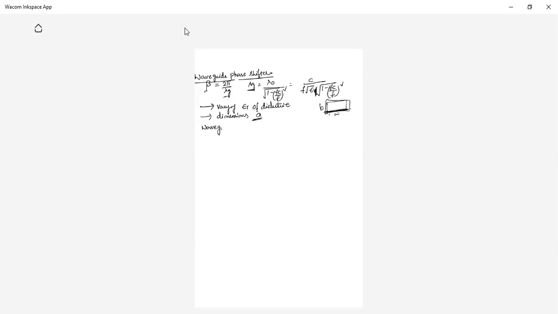Now what are the types of waveguide phase shifters? There are basically two types of waveguide phase shifters available. One is the dielectric phase shifter. Another one is the rotary vane phase shifter. In dielectric phase shifter, we have another type, that is squeeze type phase shifter. What is a dielectric phase shifter? We'll see.